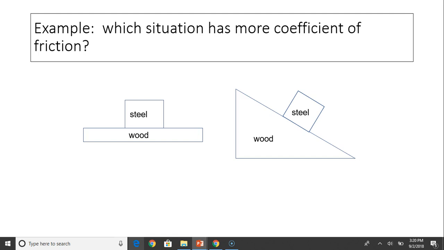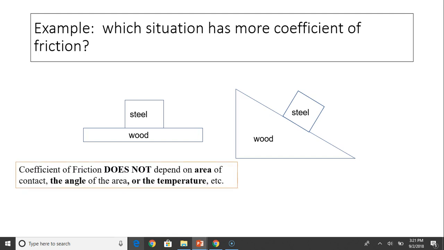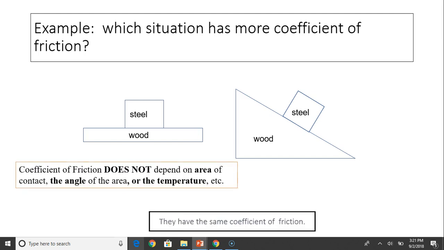Another example, which situation has more coefficient of friction? Again, coefficient of friction does not depend on the angle of the surface. Coefficient of friction only depends on the types of surface. Since in both situations the types of surfaces are the same, the coefficients of friction are the same.